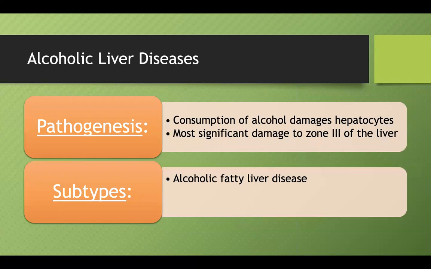So I've put this slide up to discuss the alcohol liver diseases more broadly. You can get alcoholic fatty liver disease. You can also have something called alcoholic hepatitis. And finally, if the damage is severe enough and irreversible, you'll end up having alcoholic cirrhosis. So I'll just talk about the differences between each of these really quick.